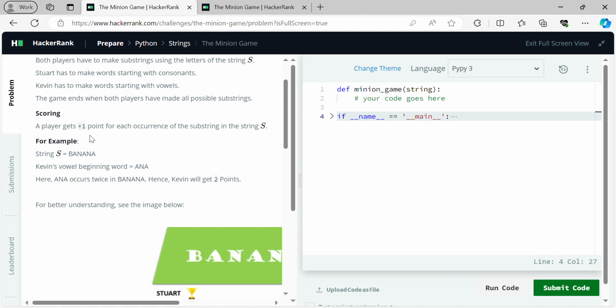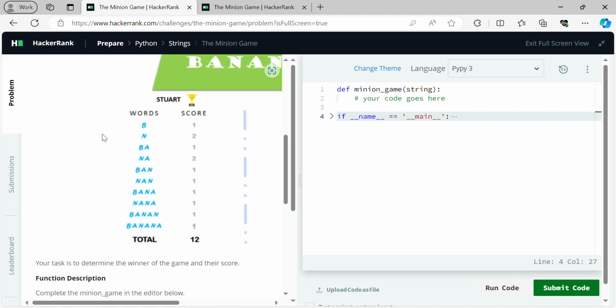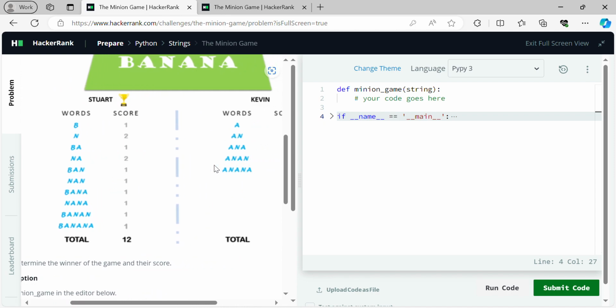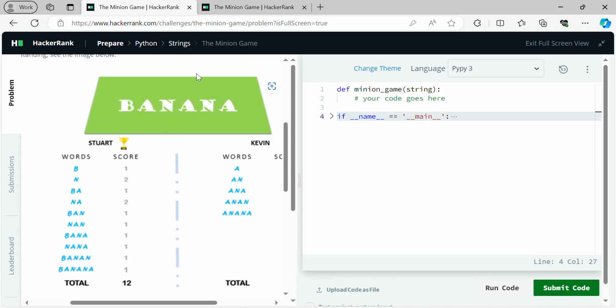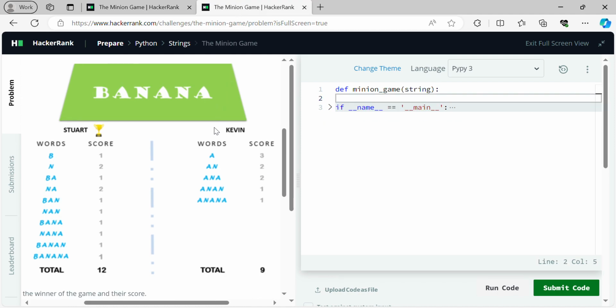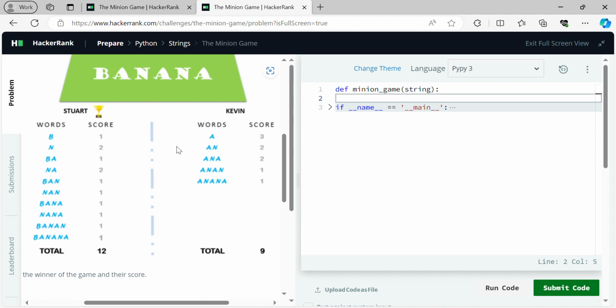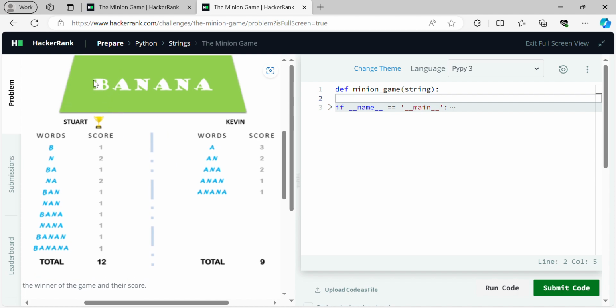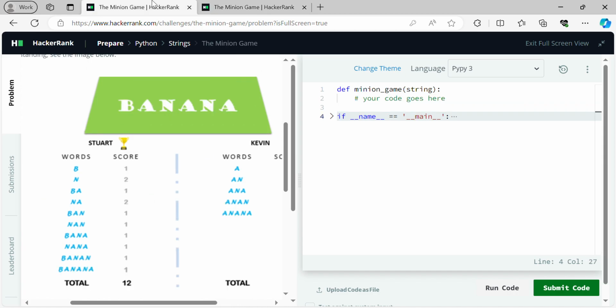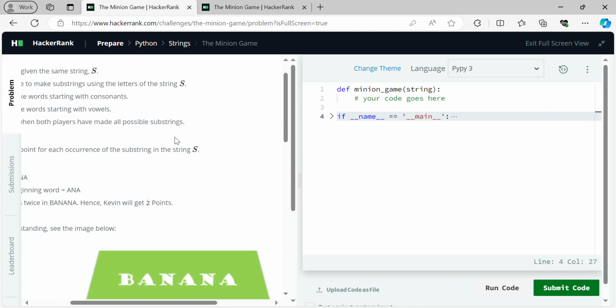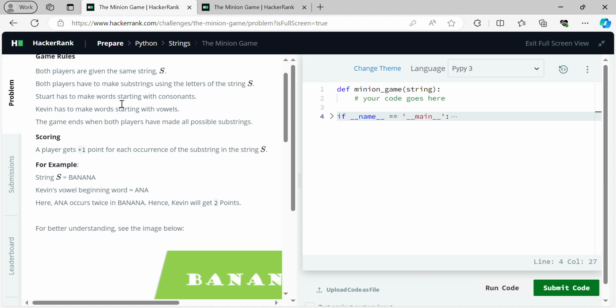So I will explain how the score is calculated in the provided example. For a compact view, I go to this tab. Here banana is the string they provided for both players. This is the first condition. This is the string. So we know the conditions, right? Stuart only takes substrings that start with consonants, and Kevin only those that start with vowels.